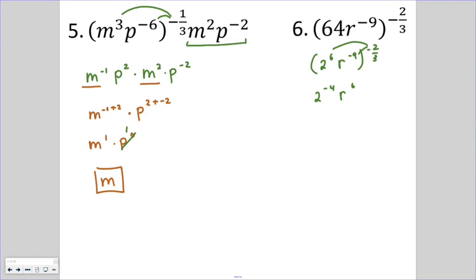And then I've got to deal with that 2 to the negative 4th. We can't have negative powers here. So this is r to the 6th over 2 to the positive 4th now. And then all that's left to do is simplify that 2 to the 4th. So this is r to the 6th over 16.